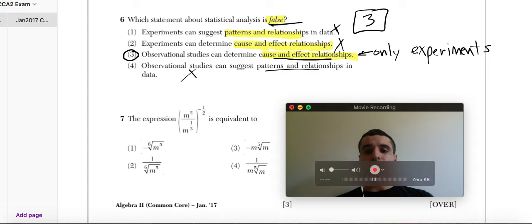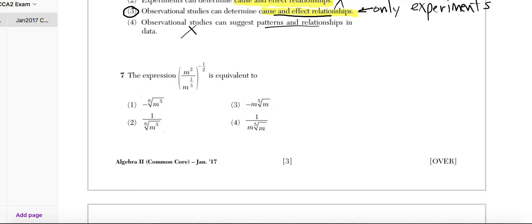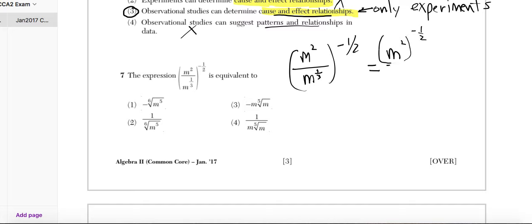All right, I'm going to minimize me. I'm going to look at number 7. The expression m squared over m to the 1/3, all raised to the negative 1/2 power, is equivalent to, and they're giving it in radical form. So the first thing we'll do, guys, is remember when you have a fraction raised to an exponent, it's the same as the numerator raised to that exponent over the denominator raised to that same exponent, which means when you raise a power to a power, you simply multiply the exponents.